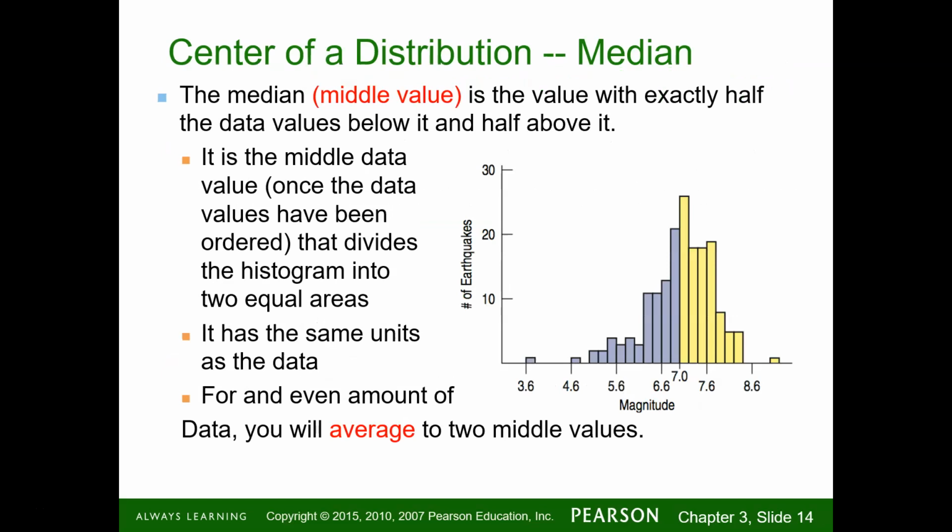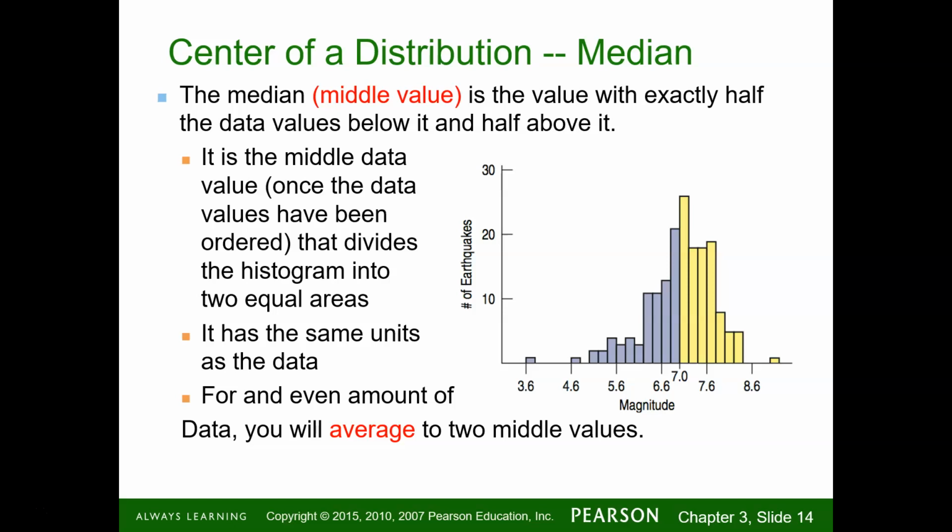The first measurement we're going to look at is median, which is the middle value. It's the value with exactly half of the data values below it and half above it. So it's the middle data value that divides the histogram into two equal areas. Right in the middle between the yellow and the purple right here is the median, at like 7.0. It has the same units as the data, and if you have an even amount of data, you will average the two middle values. You probably did this back in middle school.